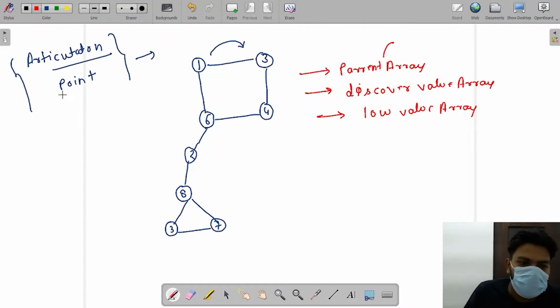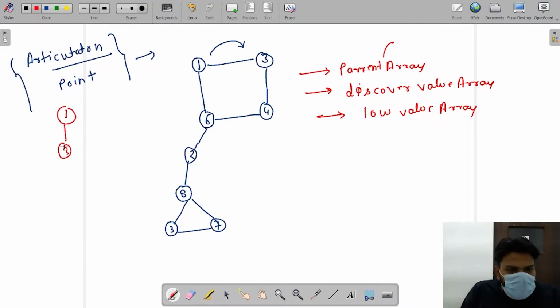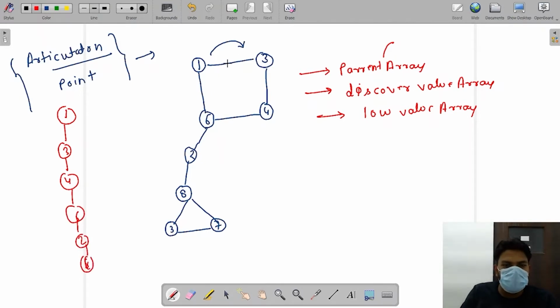So what is DFS? DFS is depth first traversal. Initially 1 calls 3, 3 calls 4, 4 calls 6, 6 calls 2, 2 calls 8. So everyone calls its neighbor. At this stage, 1 is a parent of 3, 3 is a parent of 4, 4 is a parent of 6, 6 is a parent of 2, 2 is a parent of 8, and 8 is a parent of 3.